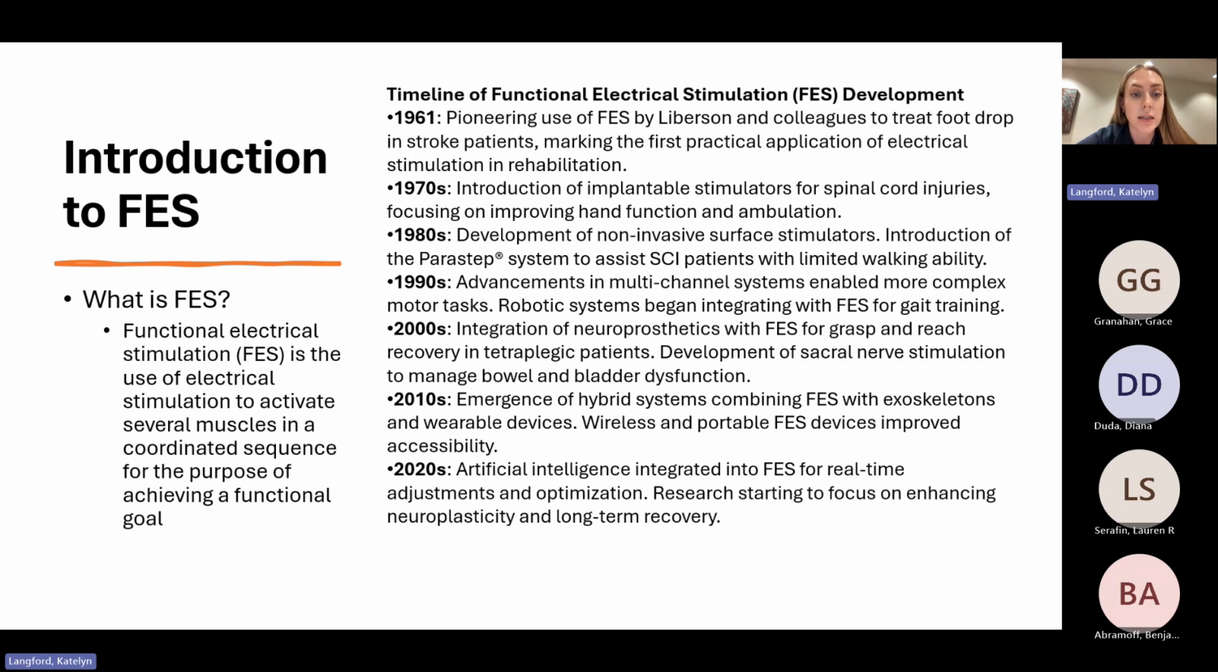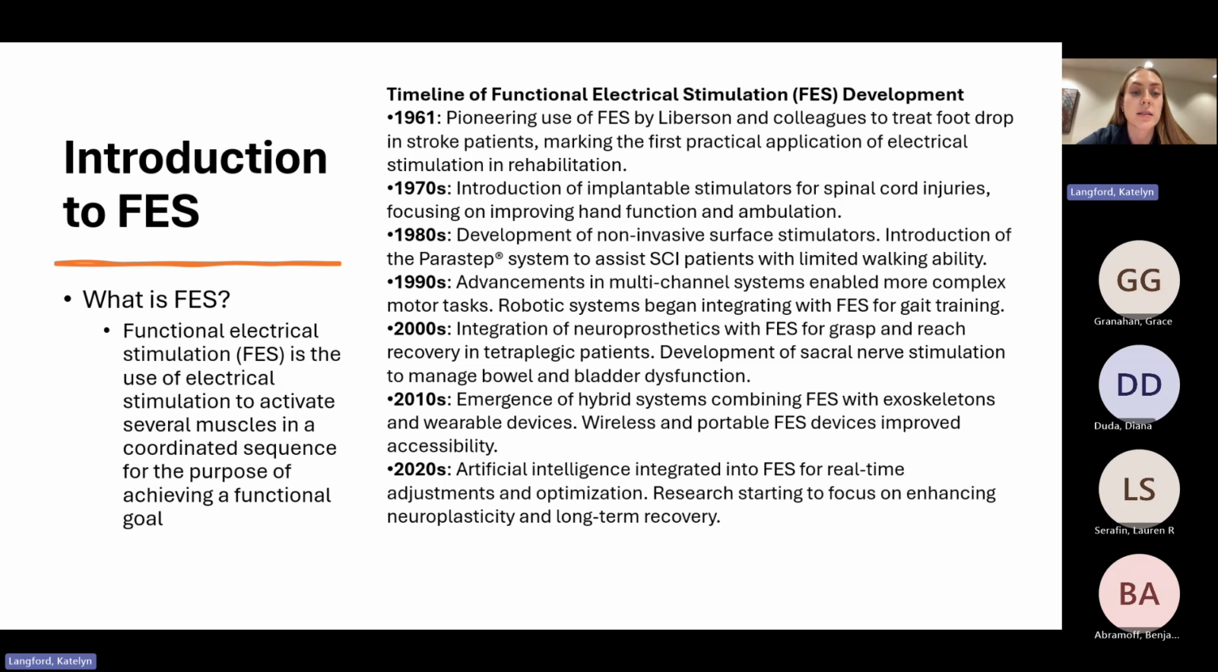In the 1990s, they started doing multi-channel systems for more complex motor tasks, and they started using robotic systems, integrating with FES for gait training. So it's kind of the hybrid models with the exoskeleton and stim. In the 2000s, they started really going forth with the neuroprosthetics for grasp and reach. And this is when they developed, late 90s, early 2000s, the sacral nerve stimulation for bowel and bladder dysfunction.